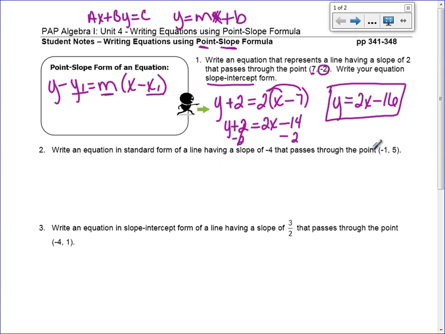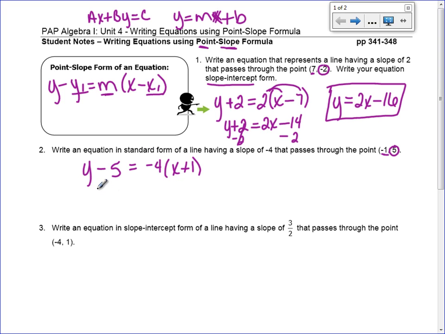So number 2 asks us to write an equation in standard form of a line that has a slope of negative 4 and that goes through this point. So we're going to do the same thing. Do y minus y1, and y1 is going to be 5. It's the y coordinate of my point over here, equals the slope of negative 4 times x minus negative 1, which becomes plus 1, as I have the two negatives.